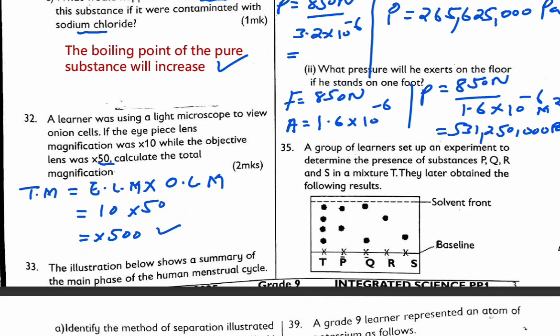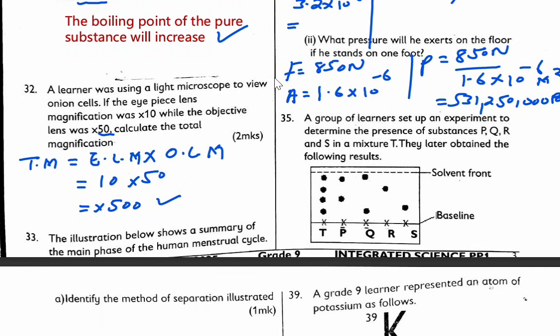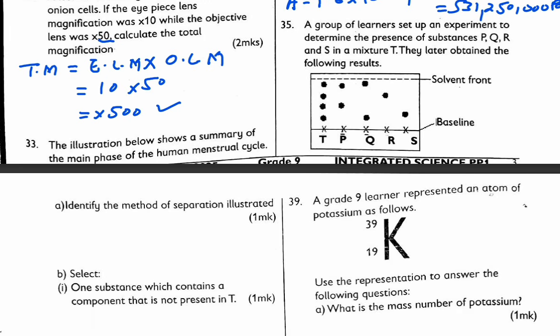Let's go to number 35. A group of learners set up an experiment to determine the presence of substances P, Q, R, and S in a mixture T. They later obtained the following result. So here is the result. You can see T, P, Q, S. These are the distances the particles traveled. Solvent front, baseline. Let us go to part A. Identify the method of separation illustrated.